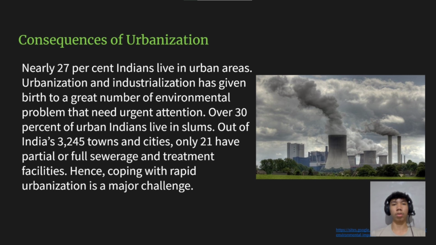Consequences of urbanization. Yung 27% ng Indians ay nakatira sa mga urban areas. Sa ghetto or sa squatters area nakatira ang 30% dun sa mga Indians na nasa urban areas. Sa 3,245 na lungsod sa India, 21 lang doon ang may maayos na sewage systems. Kaya ang pag-adapt sa urbanization ay mahirap.